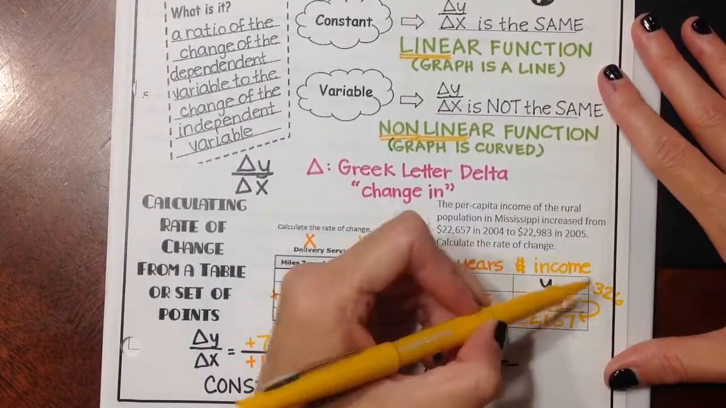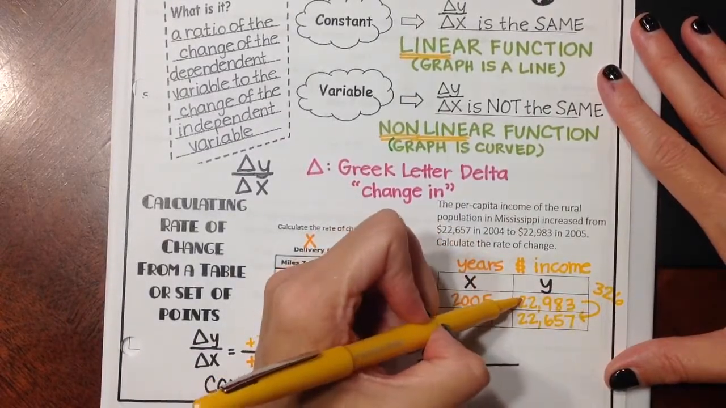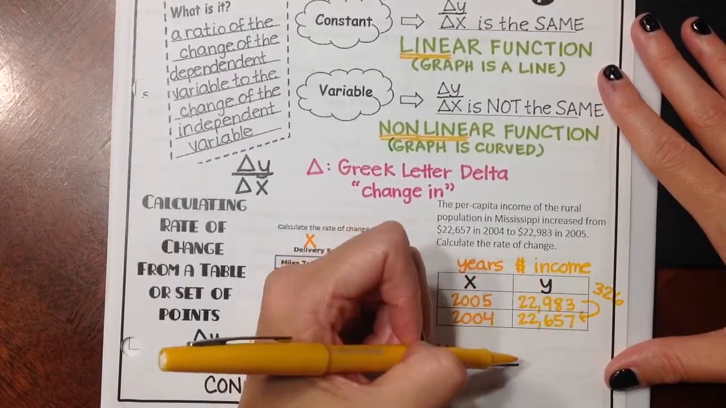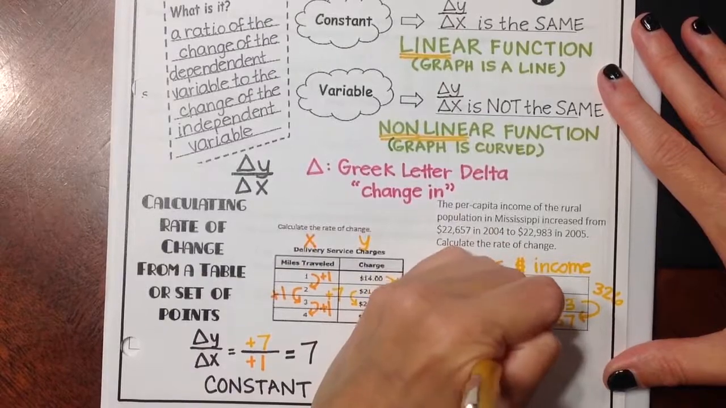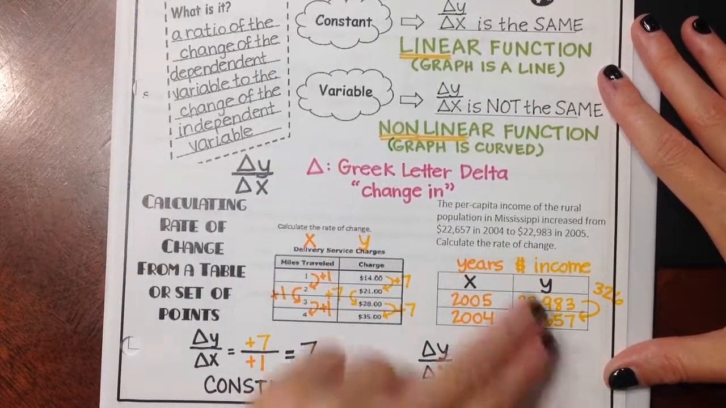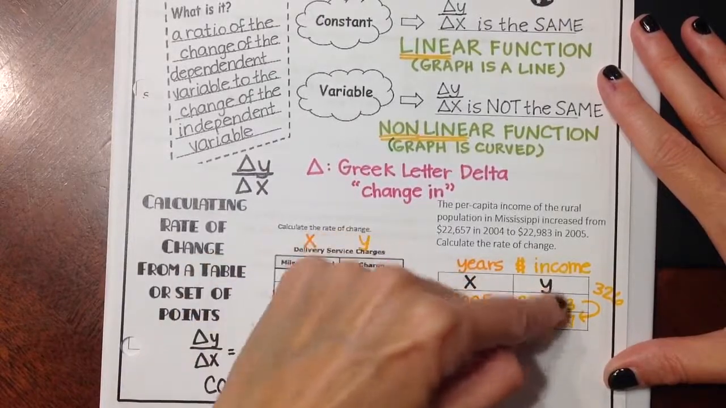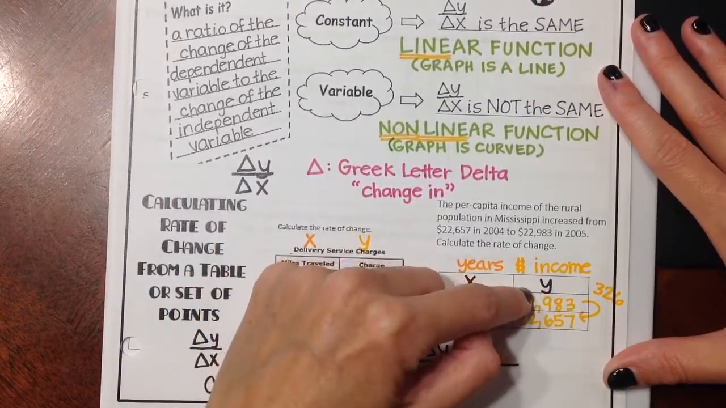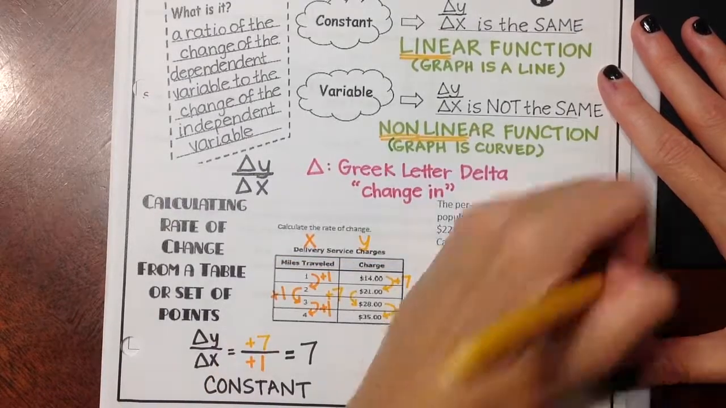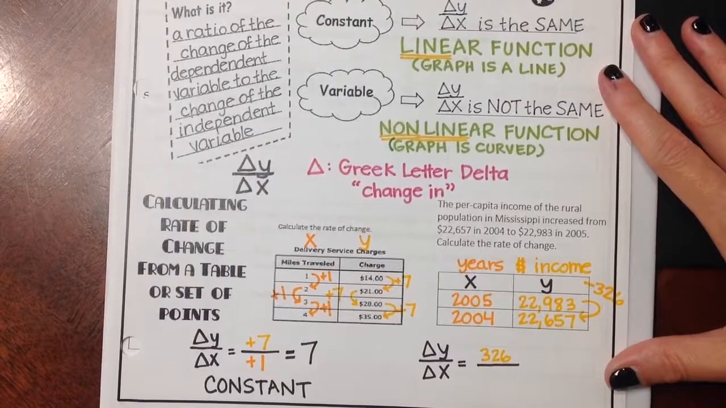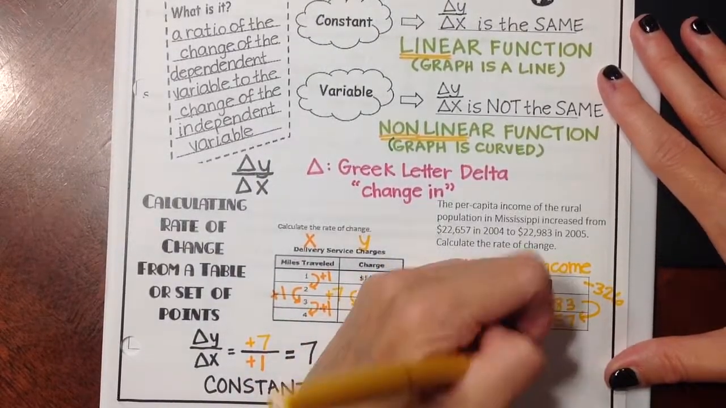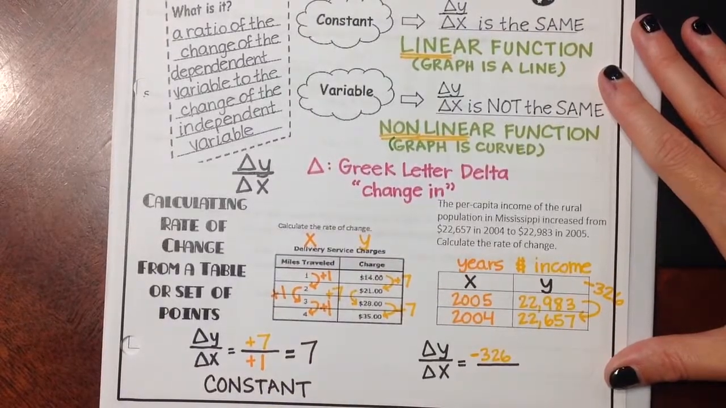Now I want to make sure the sign of my change is correct. I started at a higher income and went to a lower income, which means that is a change of a positive $326. Okay, now if I would have had it switched, if 2004 would have been on the top line and 2005, going from a lower to a higher, actually this should be negative. We went down, didn't we? If we would have had 22,657 first and then we went up, it would be positive. So this really is negative. Almost missed that sign there.